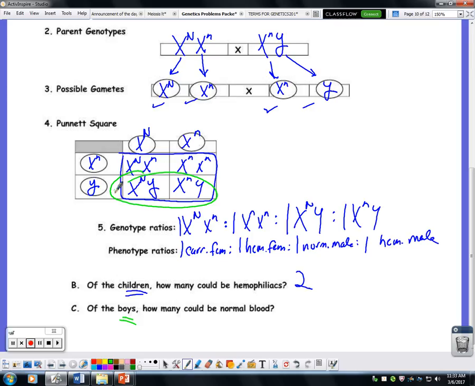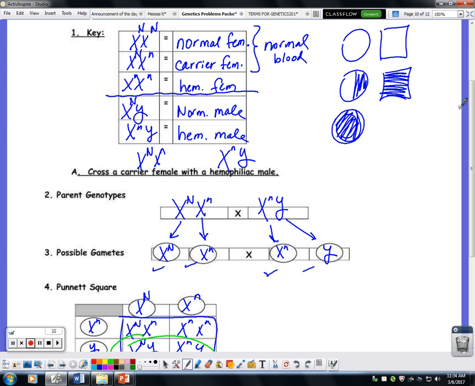Be careful. Titles versus what they have. In fact, a lot of times what I will do is remind myself that yes, she's a carrier, but she's got normal blood, and he's got normal blood, or normal vision, normal vision, normal vision. Because I might ask a question, how many are normal? That's the title. Normal vision or normal blood, that's the outcome. So be careful when I ask that.